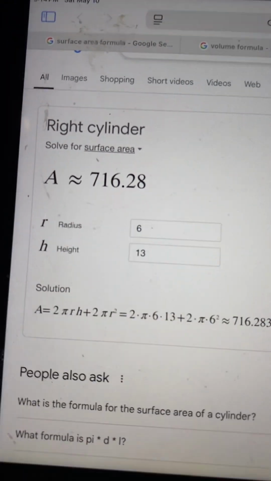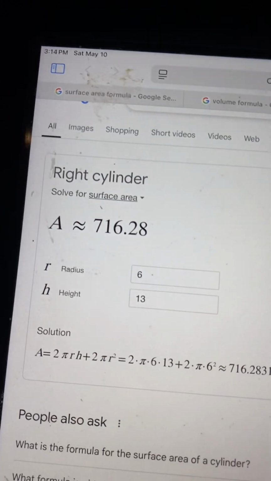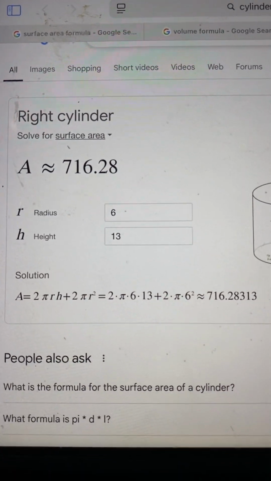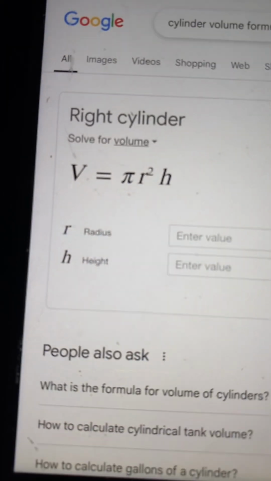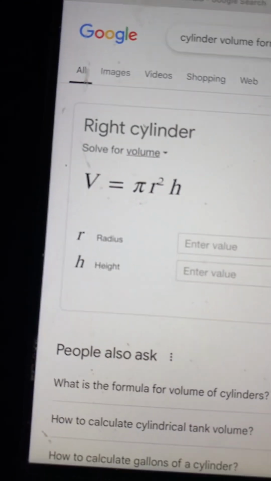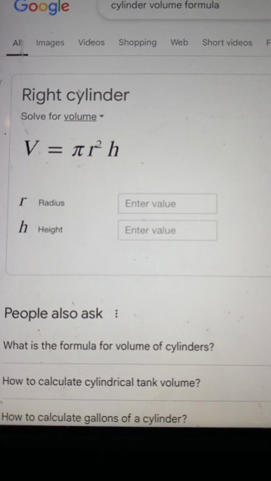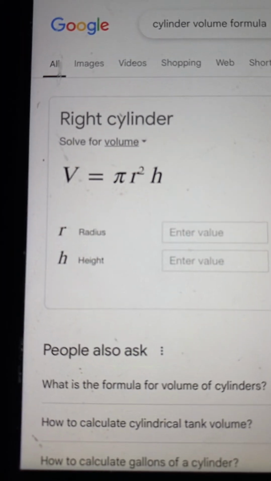This is how you find the surface area of a cylinder. Now that you know how to find the surface area of a cylinder, there comes a time when you have to learn how to find the volume of a cylinder. But the volume of a cylinder is technically easier to find than the surface area, because the volume formula is technically shorter, if you look at it very carefully.